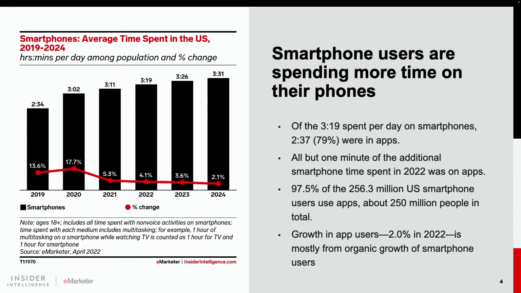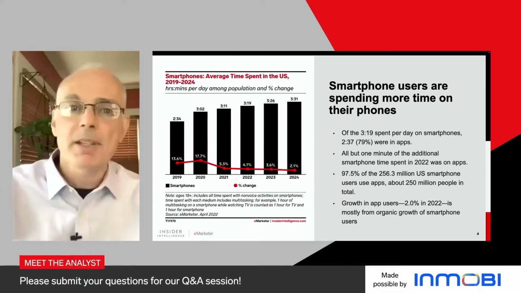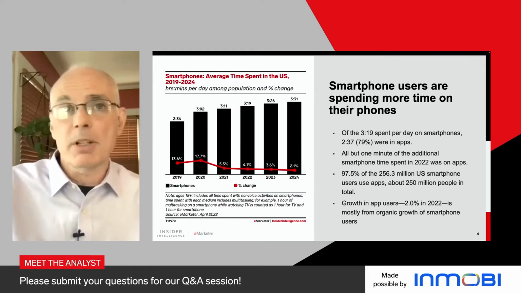And one more thing about this slide that I want to point out, and that's just that just about everyone is using smartphones and apps. Of the 256.3 million smartphone users in the US, 97.5%, or about 250 million people, use apps. So it's pretty much a universal behavior when it comes to digitally connected people. And I just want to point out the 2.0% growth rate in apps because it'll be relevant later on. That's pretty much just organic growth in smartphone usage. Pretty much everyone who has a smartphone is already using apps, and the growth is coming pretty much from new smartphone users.